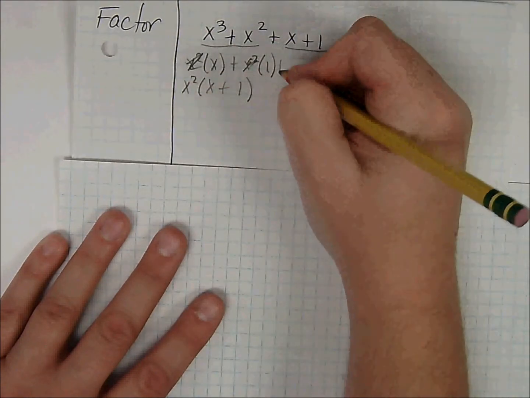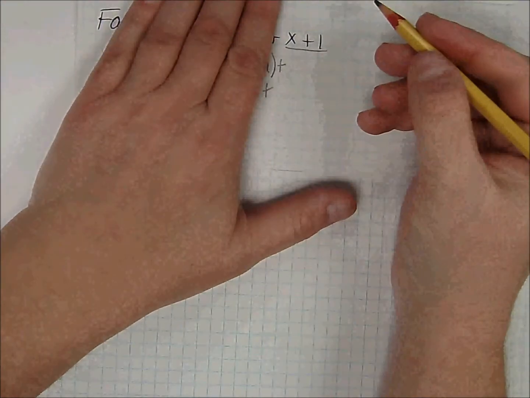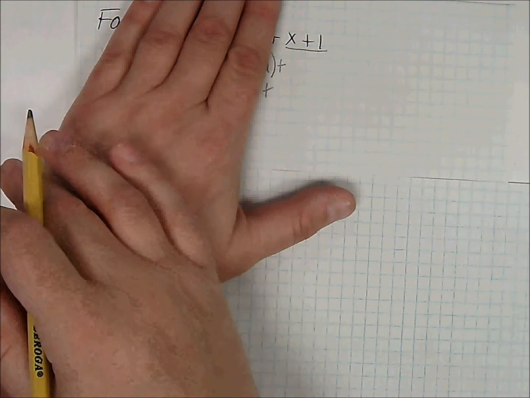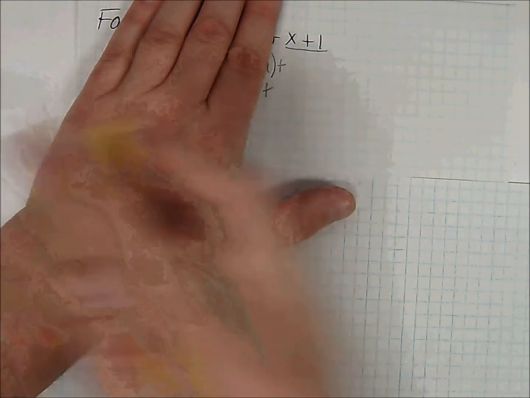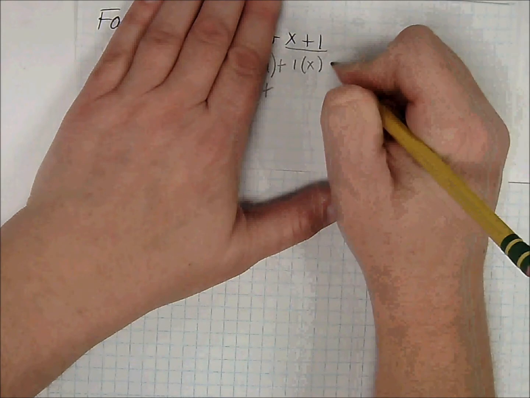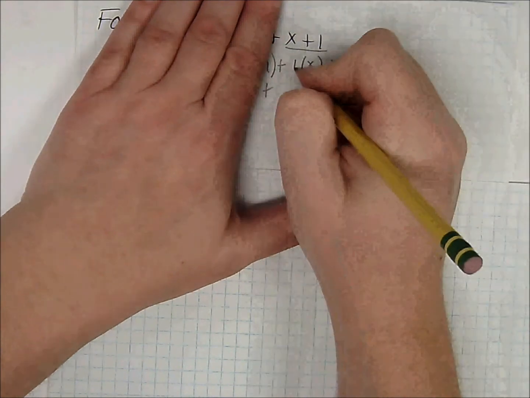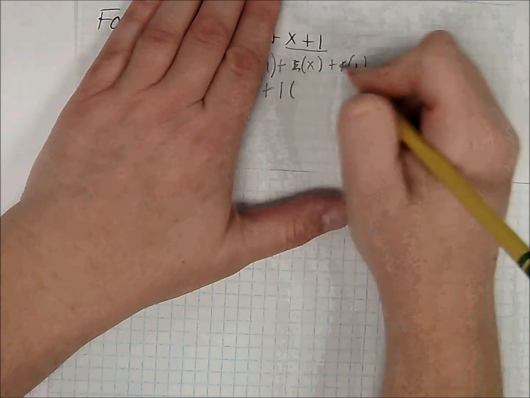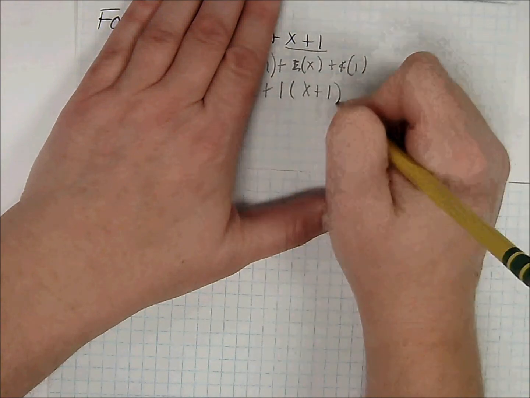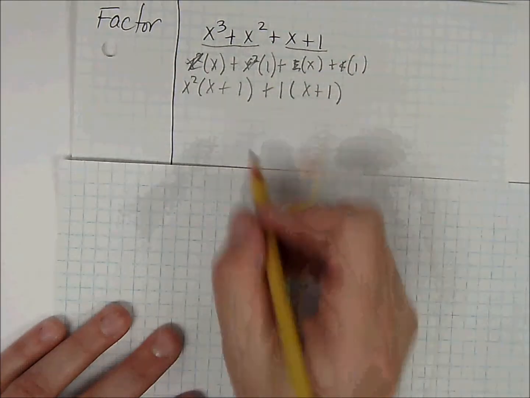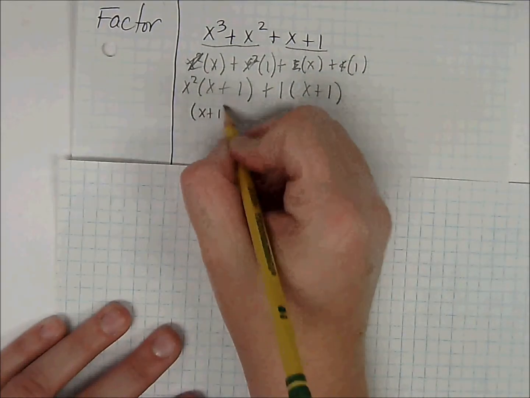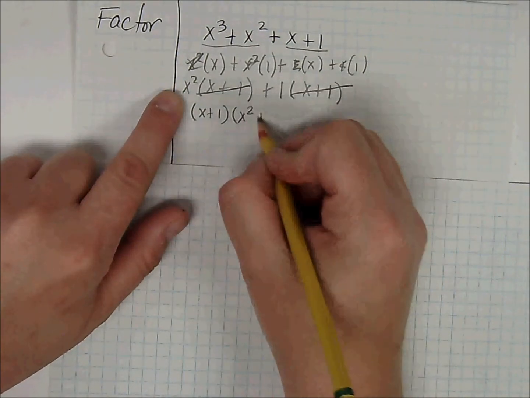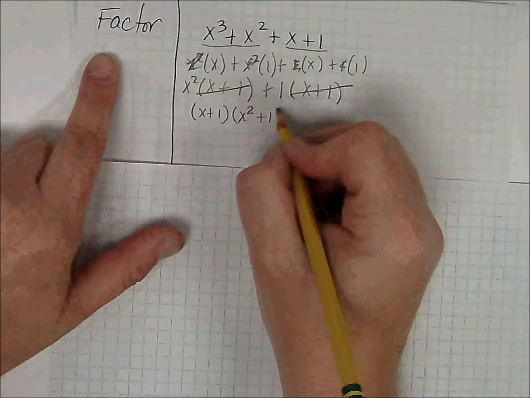Bring that plus down. Now we're going to focus over here. The only thing I can take out of both of those is 1, and I have to, or it's not going to work. So this is 1 times x plus 1 times 1. I'm going to take that 1 out, and I'm left with x plus 1. So again, look, they both have x plus 1. Take that x plus 1 out, set it aside. What am I left with? x squared plus 1. And that's my answer.